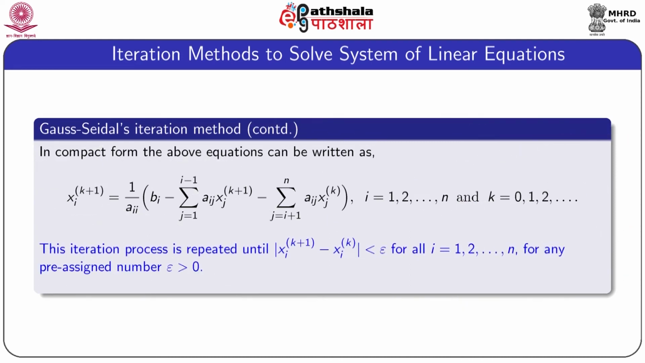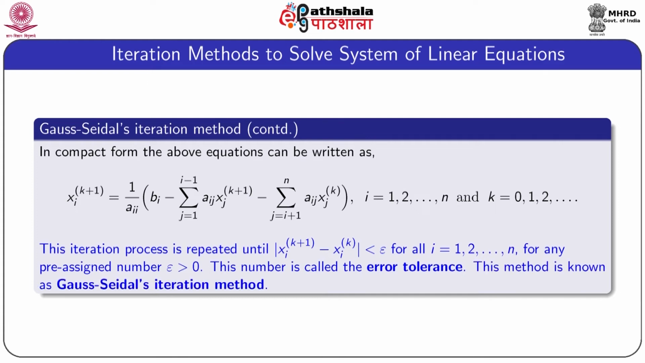This iteration process is repeated until the absolute value of the k plus 1 iterated value of xi minus the kth iterated value of xi, that means the difference between two consecutive iterated values of the variable xi, is strictly less than epsilon, where epsilon is a pre-assigned positive number, and this condition must be satisfied for all the variables, that means for all i equal to 1, 2 up to n. This number, that means the epsilon, is called the error tolerance of the system of equations. This method is known as the Gauss-Seidel iteration method.